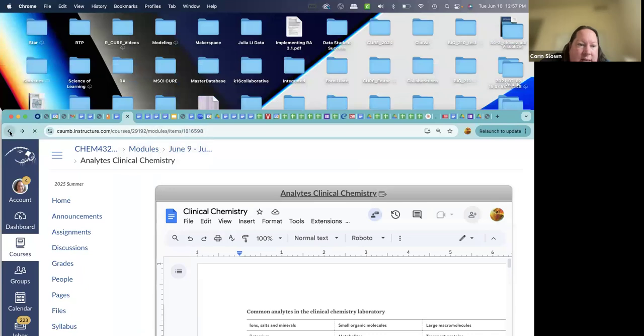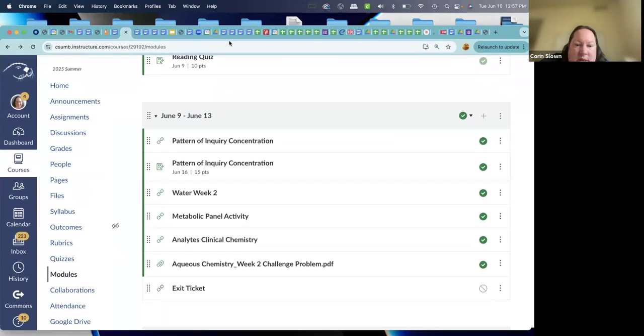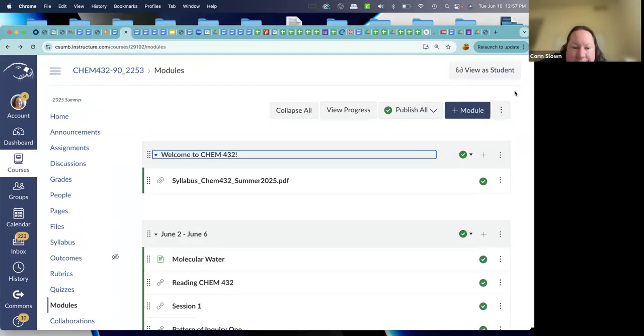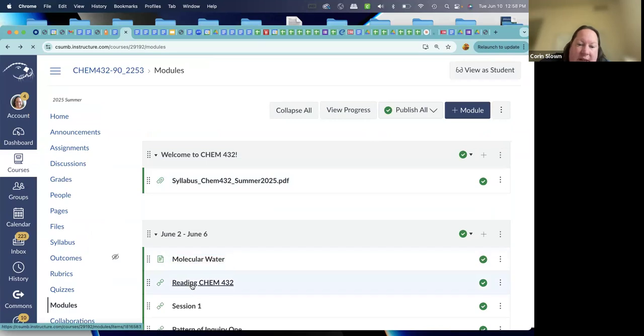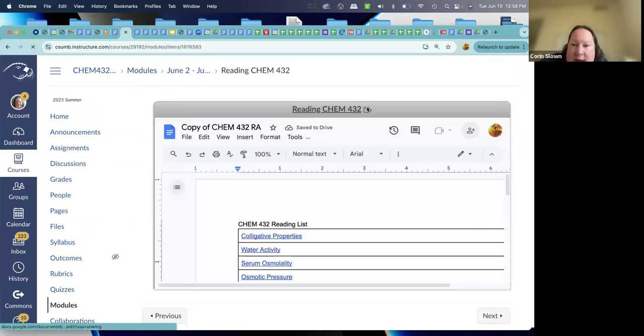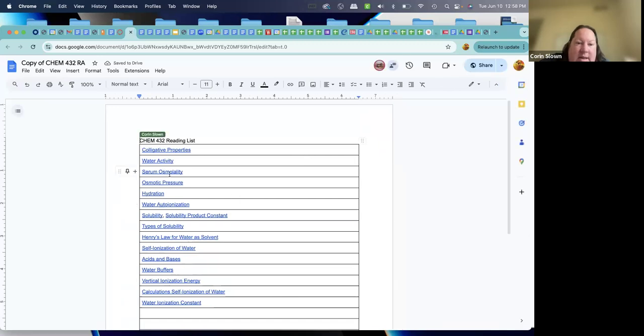If you go back on Canvas, there is in our first module the information that you're going to need for reading for Chem 432. So for this week, there are a couple that are going to be super useful. Revisit the serum osmolality and osmotic pressure, and then take a look at the hydration and water autoionization. So these three are the new readings for us for this week. If you haven't had a chance to check those out, please do so. I will post our reading quiz on Thursday. And again, everything's always due the following Monday, so you always have essentially a full week to work on the material before it's due.